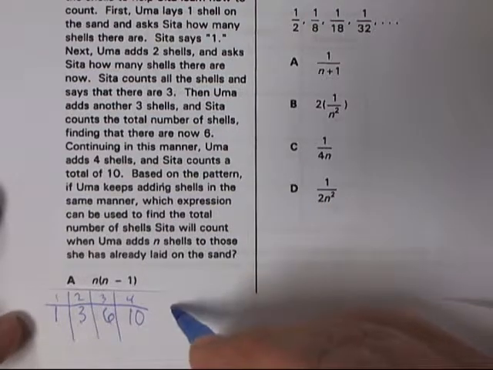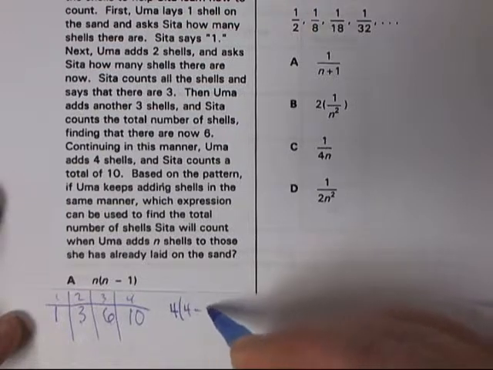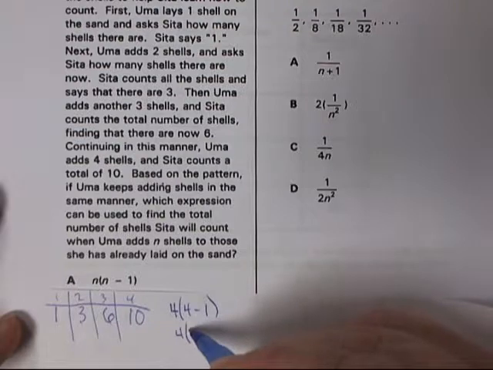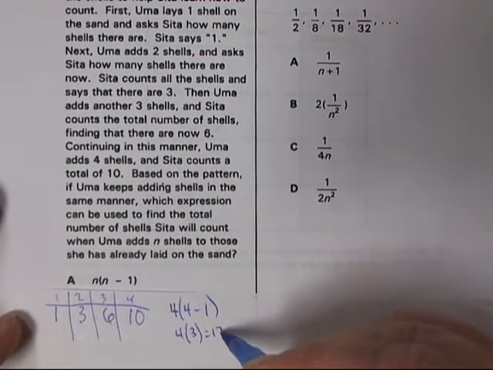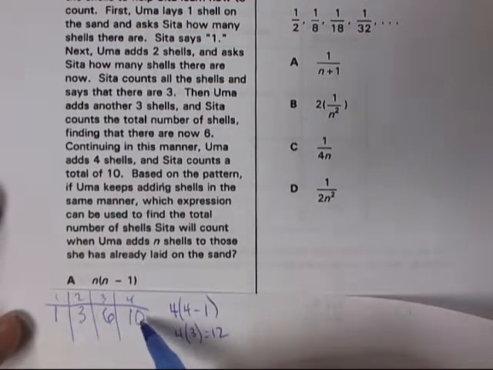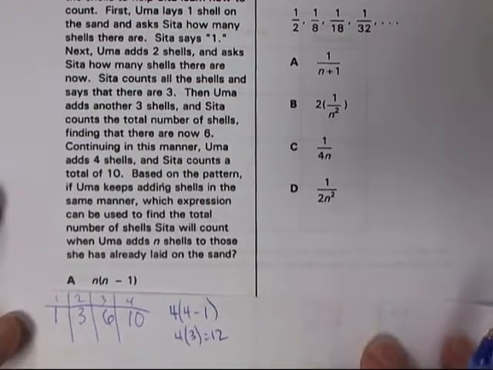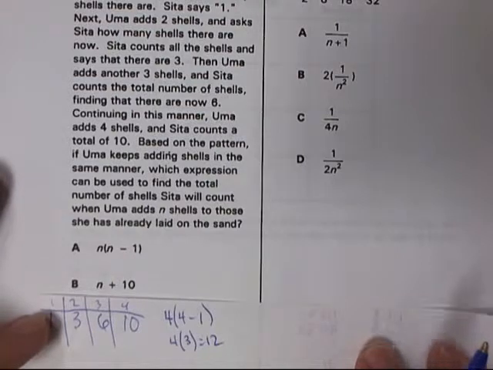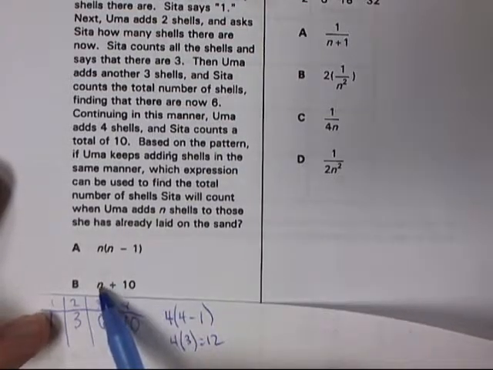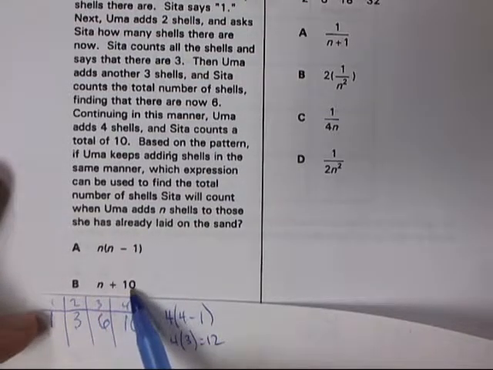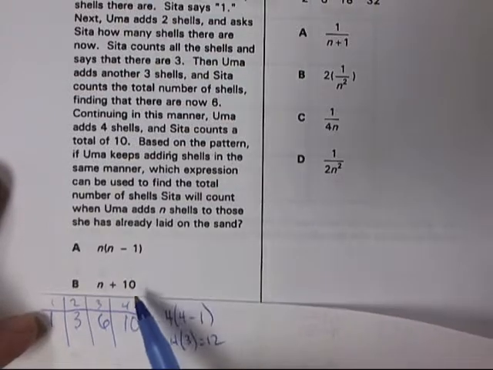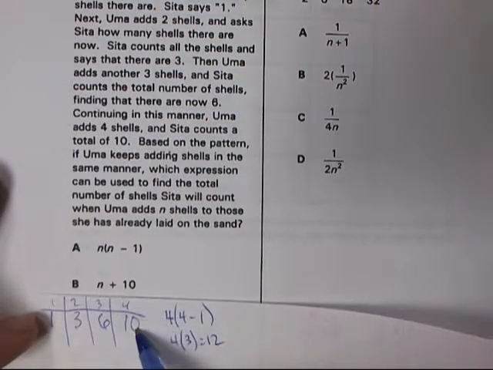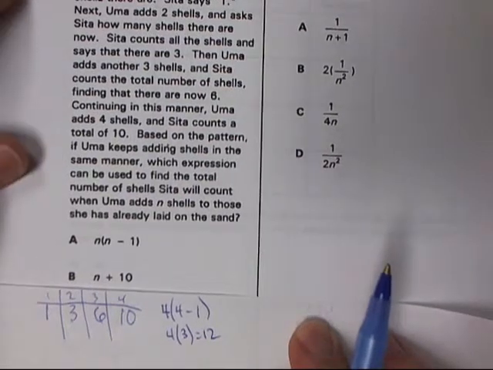So N stands for position number, so the position that we're substituting is 4 into answer choice A. We get 4 times 3 is 12. We're not looking for 12 in position 4. We wanted 10. So A cannot be the correct answer choice. Let's look at answer choice B. Substitute position 4. 4 plus 10 is 14. Again, we're not looking for 14 for position 4. We want 10, so B is not the correct answer.